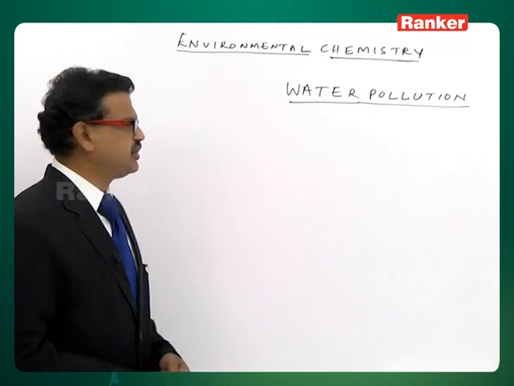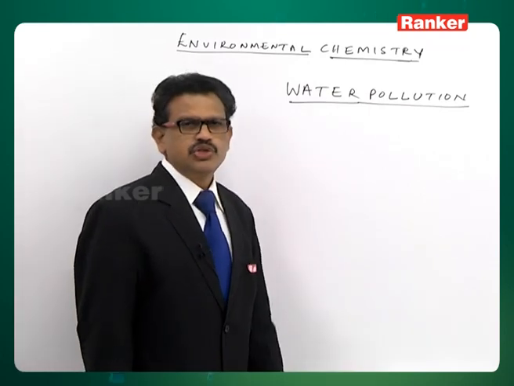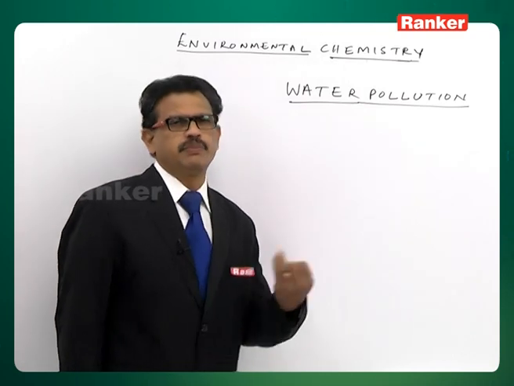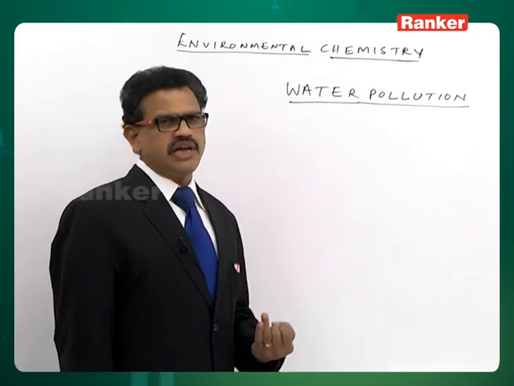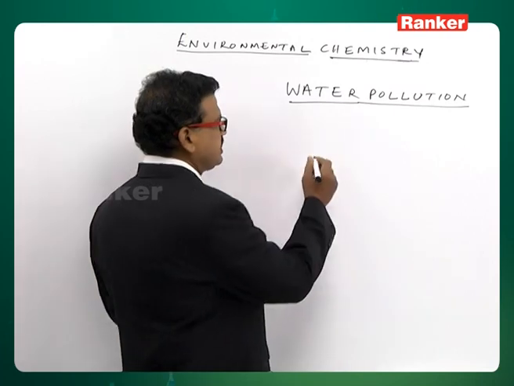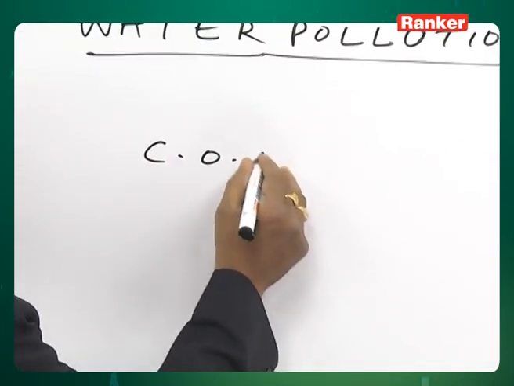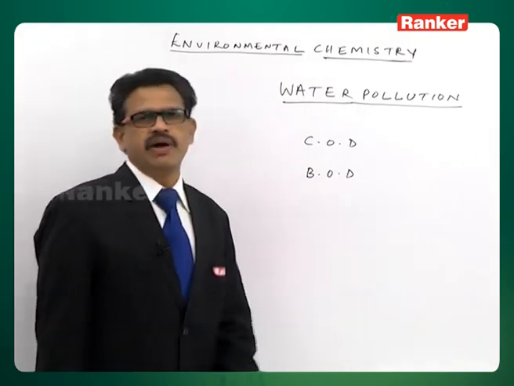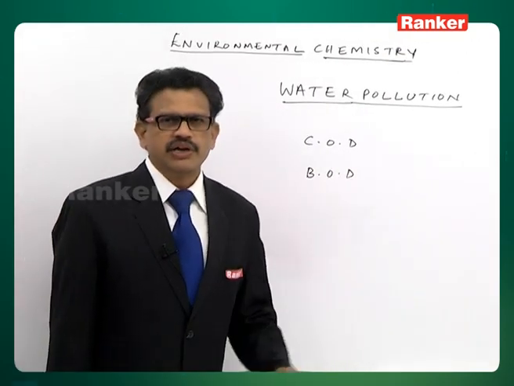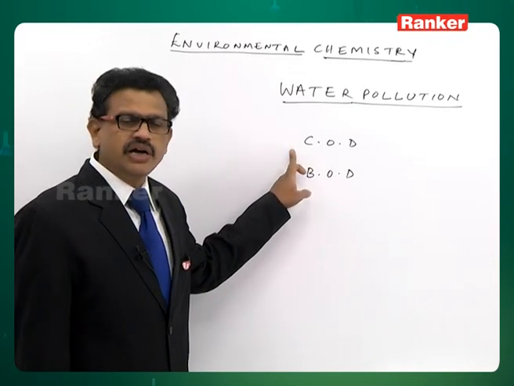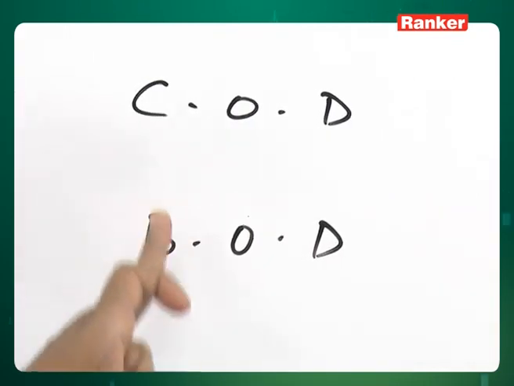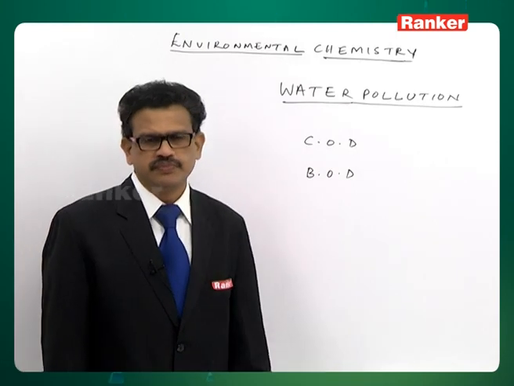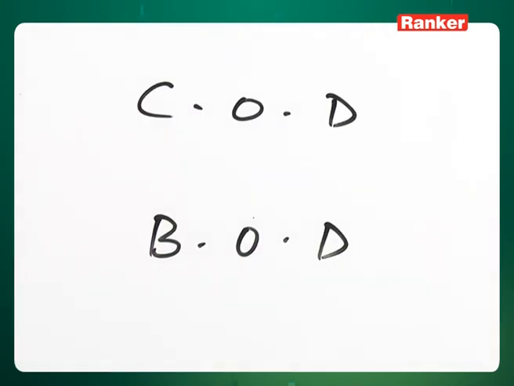These two terms are related to water pollution. So water pollution may be due to pathogens, may be due to organic pollutants. While discussing organic pollutants, we have already discussed the terms chemical oxygen demand and biochemical oxygen demand. It is the demand for oxygen by the dissolved organic matter. It is the demand for oxygen by the microorganisms present in the water body. So this is causing water pollution.